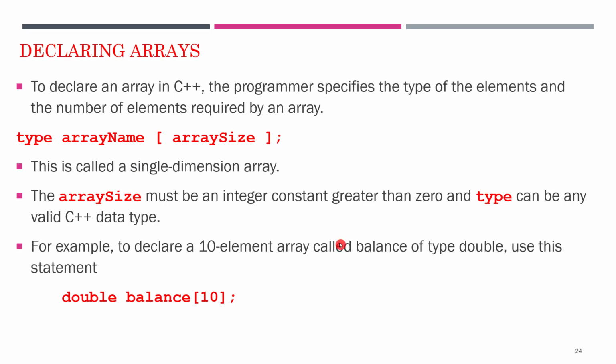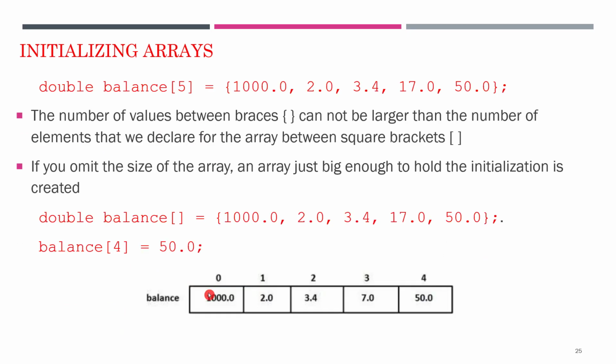So this must be an integer greater than 0, and the type can be any valid data type. It can be a character, integer, float, anything. For example, to declare a 10 element array called balance of type double, use this statement. Double is the type, balance is the array name, size is 10. So this can accommodate up to 10 values.